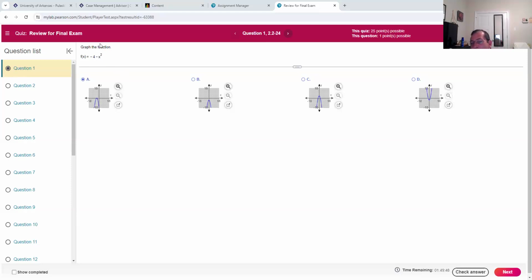That -4 would be like it's at the end. Well, that's going to bring my graph down 4. And then we got that negative in front of the x squared. That's going to flip it over the x-axis. So y'all, let's just go graph it real quick.